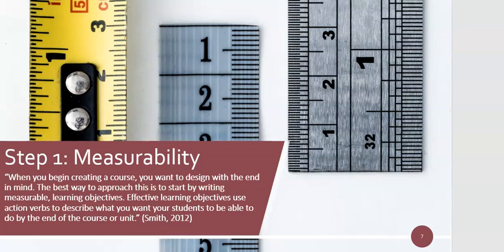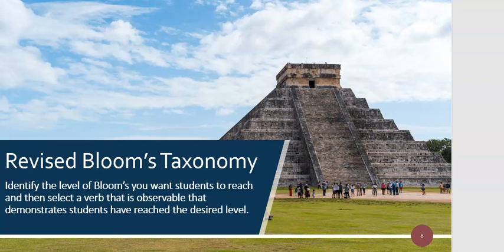So you start at the basic with kind of knowledge and understand all the way up to create, evaluate, analyze at the top of that pyramid. And that's where we're going next, Revised Bloom. So identify the level of Bloom's you want students to reach and then select a verb that's observable that demonstrates students have reached the desired level.